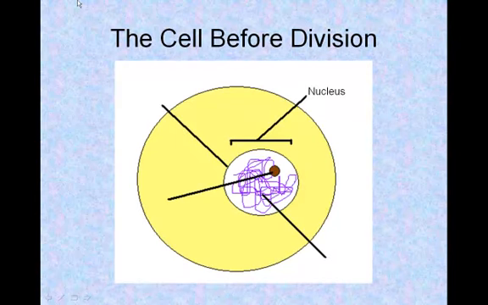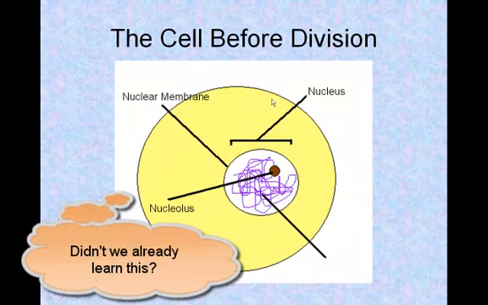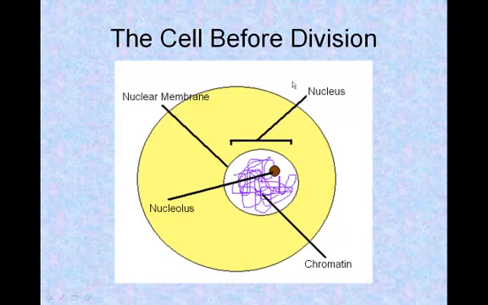So you have the nucleus. The nuclear membrane is that barrier around the outside of the nucleus. The nucleolus, remember, is like a mini nucleus inside the nucleus. It's a darker area inside. And now you have a new structure called chromatin.